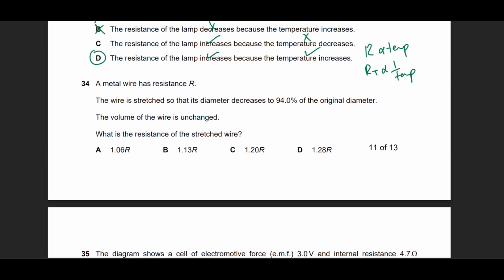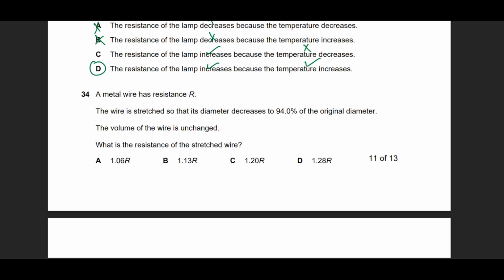Question number 34 is interesting. I'm going to erase this space because I'm going to need it. He says that the standard values are, and we have all the answers in terms of R, so no need to worry about actually calculating this. He says the diameter decreases to 94% because previously, if it was 100%, it gave you a cross-sectional area of A. And we know that cross-sectional area is equal to pi R squared, which is equal to pi D squared by 4.